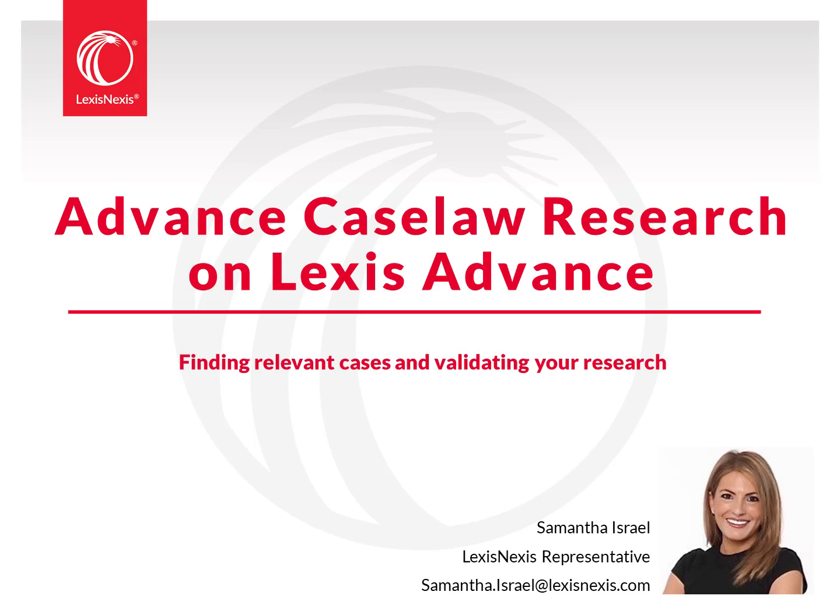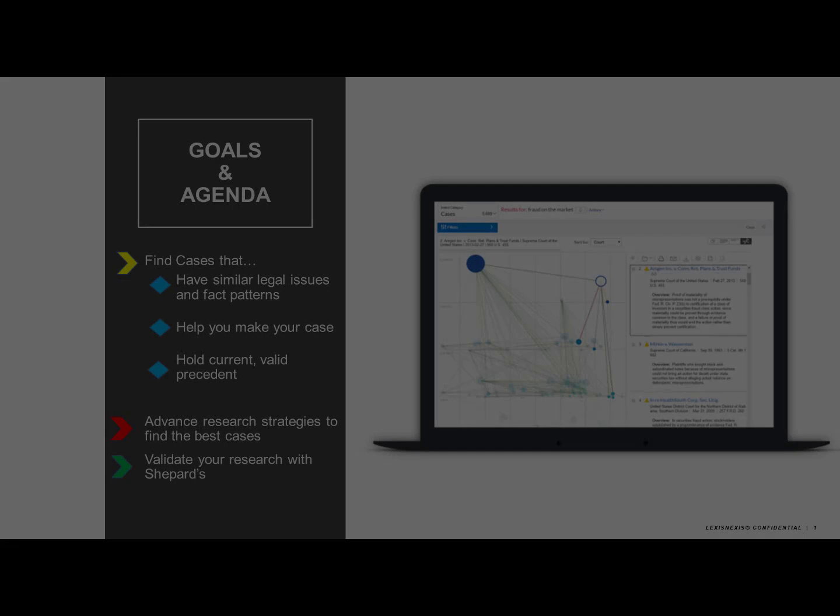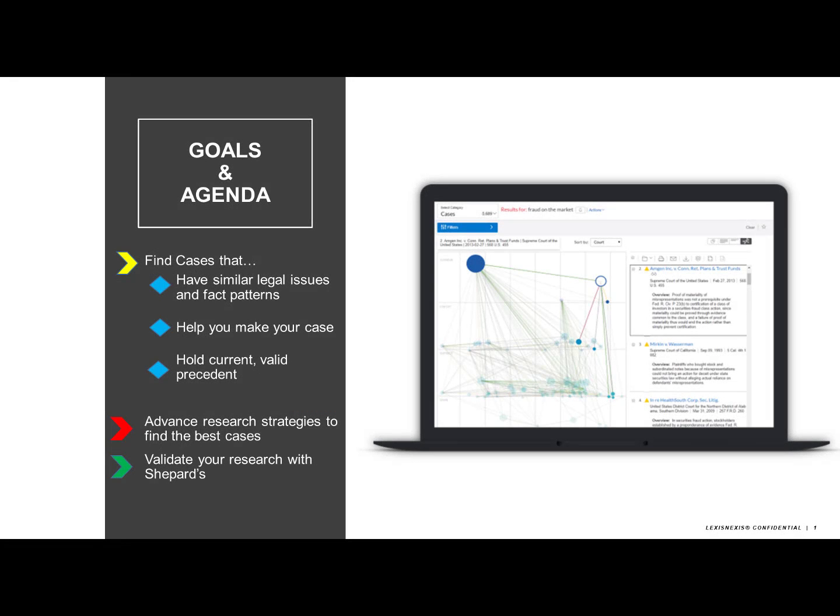When you're making legal arguments in your writing, you must cite a strong, valid precedent to make your case. Your goal when conducting case law research is to find a case or cases that have similar legal issues and fact patterns, help you make your case, and hold current valid precedent. That is to say, you're looking for cases with relevance, influence, and strong precedent.